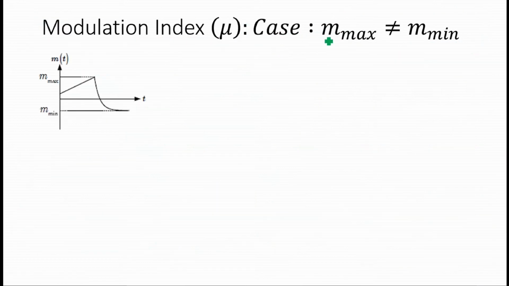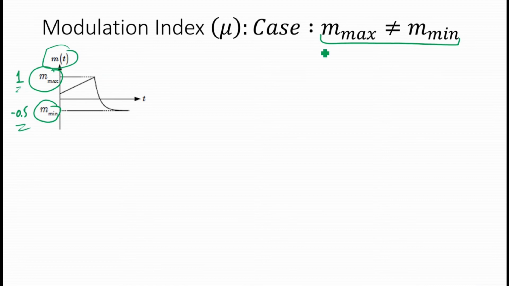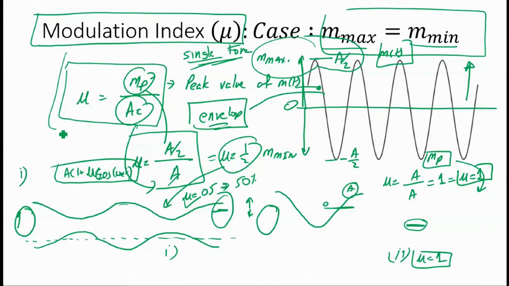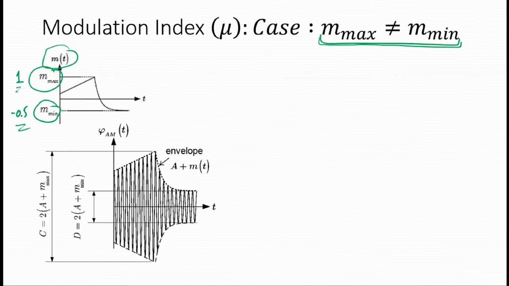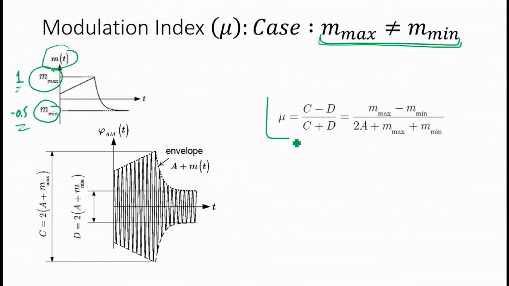Okay, so the case when we have a message signal in which the peak M max is not equal to M min. So we have a signal, say a message signal, which has a peak value of say a maximum value of 1 and a minimum value of say minus 0.5. So in this case, the two peaks are not equivalent. So we cannot use this discussion that we have done, or this modulation index that is very simple and that we have done previously. So we need an alternate tool. So that alternate tool is basically represented over here, and it is actually not difficult.